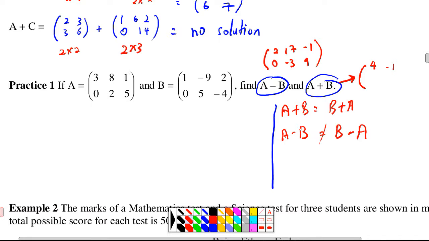8 minus 1. Sorry, I never use my phone. The rest check. Homework again.